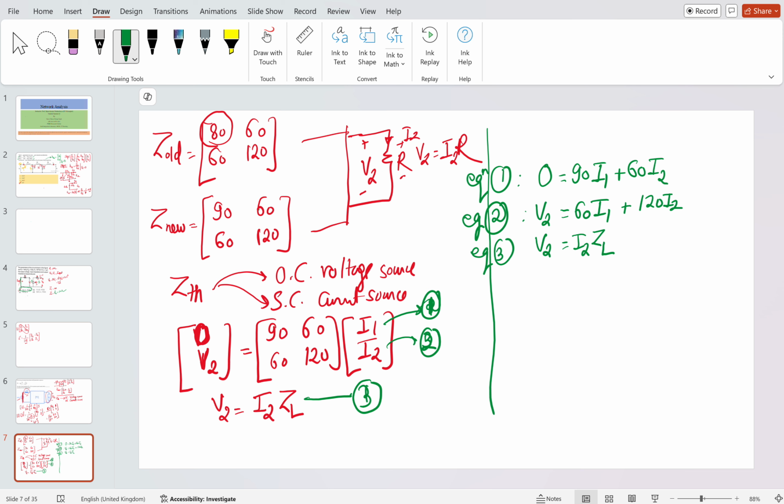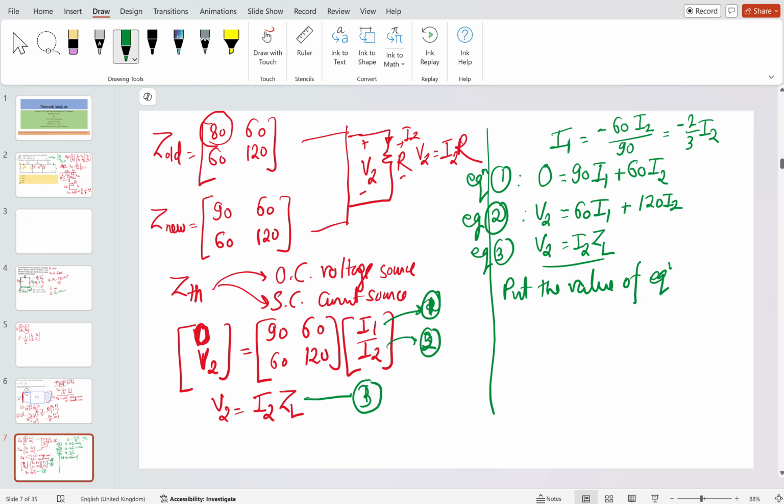From the first equation, you will get the value of I1 in terms of I2. I1 will be equal to minus 60 times I2 divided by 90, or you can say minus 2 by 3 times I2. Put the value of equation 1 and equation 3 in equation 2.